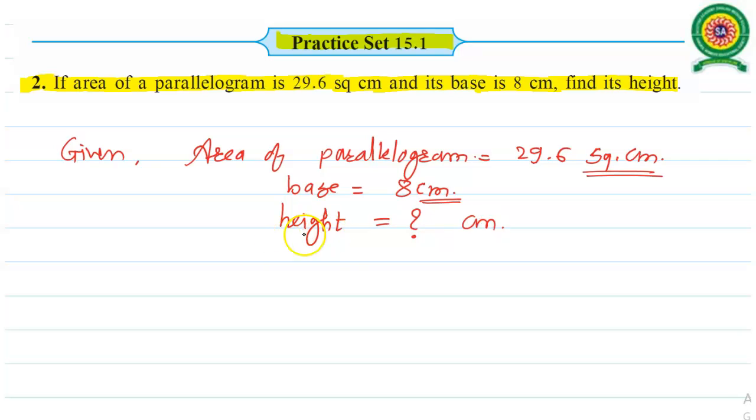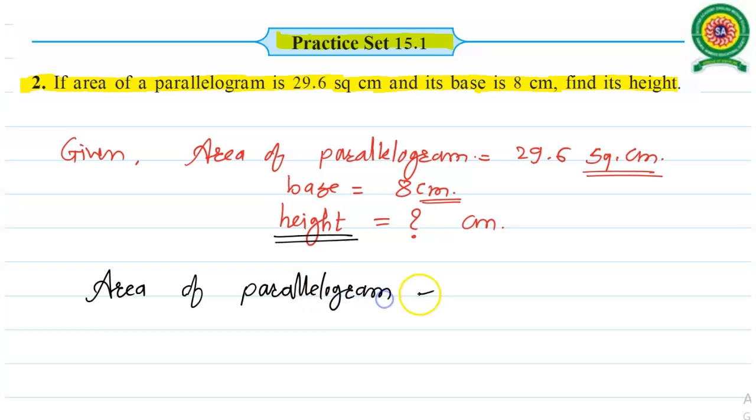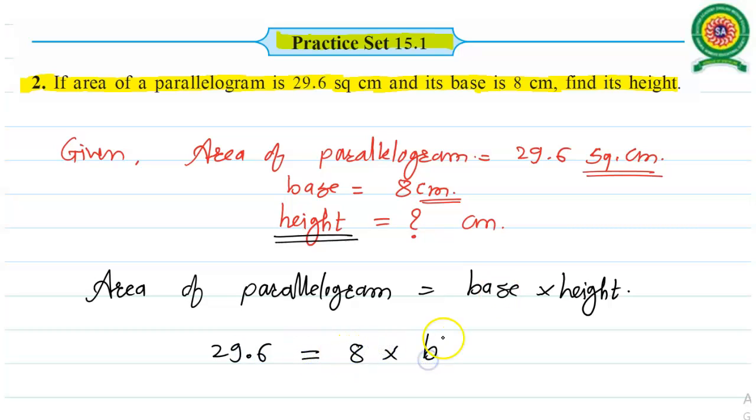So to evaluate the height of the parallelogram, we are using the same formula again. Area of the parallelogram is equal to base into height. Now try to replace the known values. Which values are known to us? Area of the parallelogram is known, that is 29.6 square centimeter, that is equal to, base is known, that is 8 centimeter, into we are having a height.